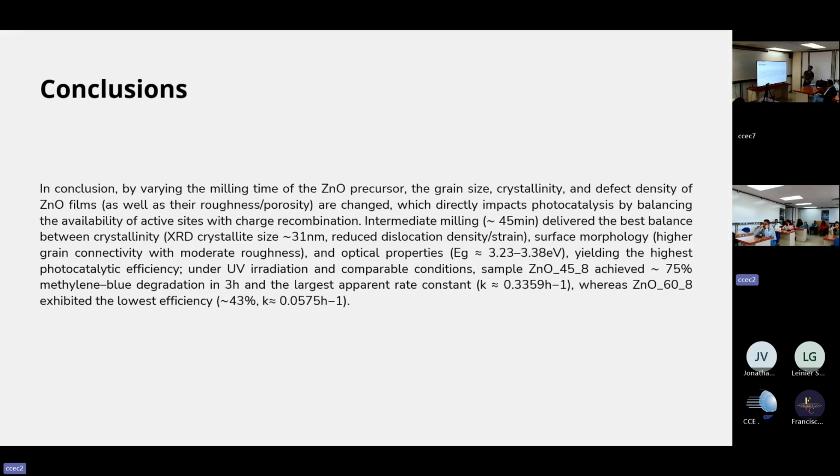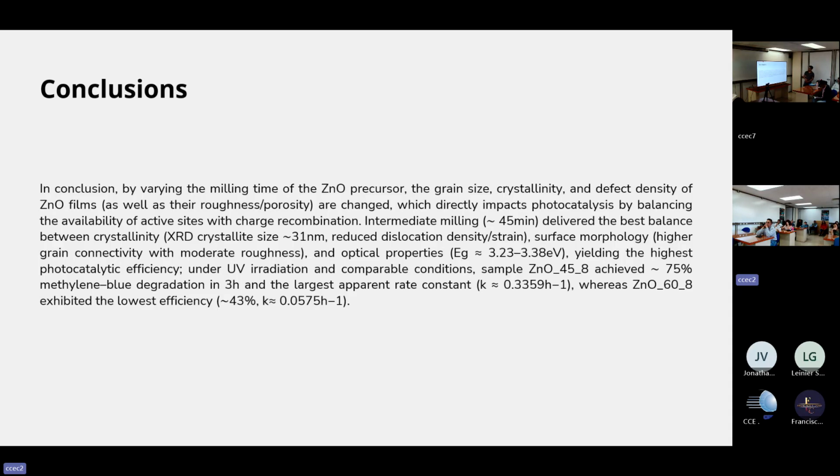In conclusion, by varying the milling time of the zinc oxide precursor, the grain size, crystallinity, and defect density of zinc oxide films, as well as their rough porosity, are changed, which directly impacts photocatalysis by balancing the availability of active sites with charge recombination.